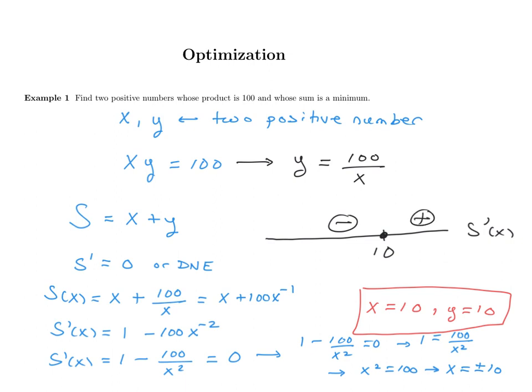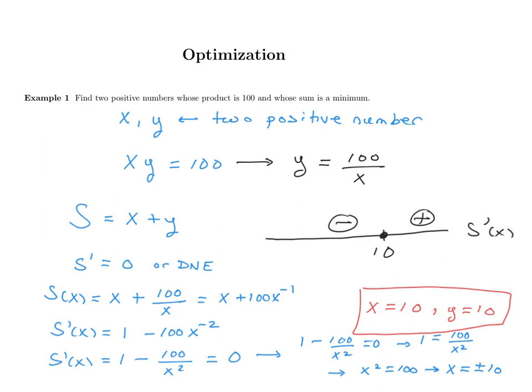Why does this mean that there's actually a minimum at this critical number of x is equal to 10? The reason is the first derivative test. This is our derivative. Negative means, okay, the original function is decreasing. Positive means the original function is increasing. That's enough to say, okay, this critical number is definitely a minimum value. So the two numbers are in fact 10 and 10 for both x and y.